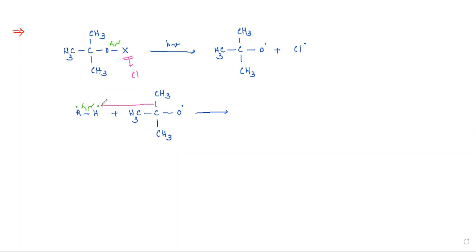These two free radicals combine, okay, and you'll get alkyl free radical and of course tertiary butyl alcohol, right?